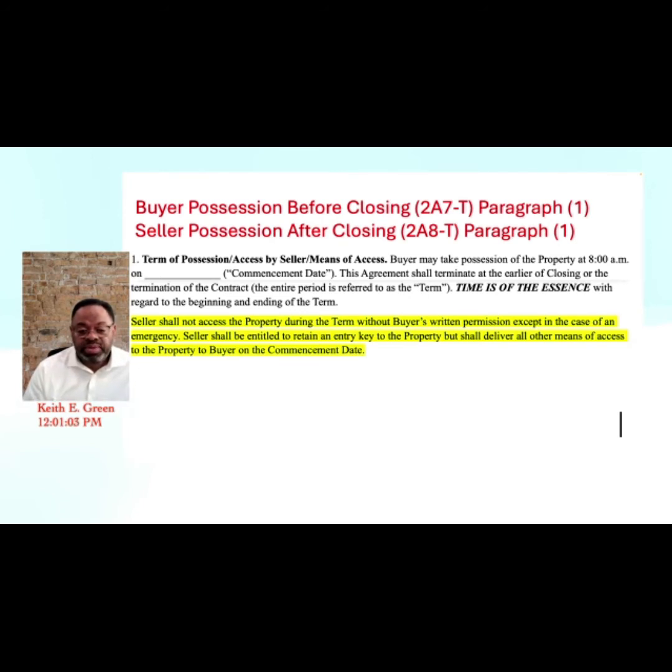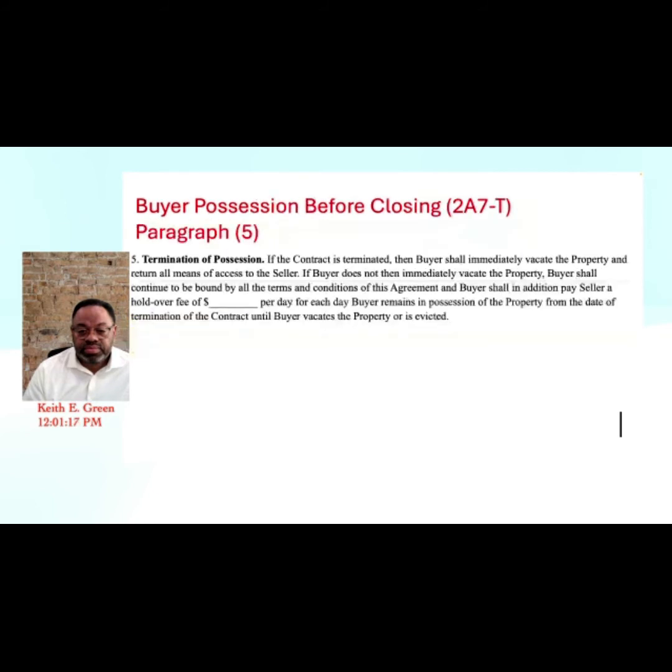It was not clear what the rights were for the buyers and the sellers in these 2 forms. So they added these 2 in section 1 of both forms. And then for the buyer possession before closing, they added this section under number 5 and didn't add it to the seller possession after closing.